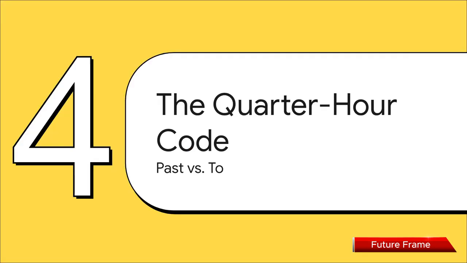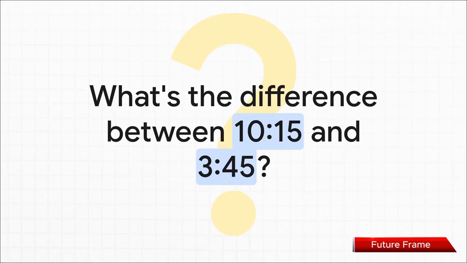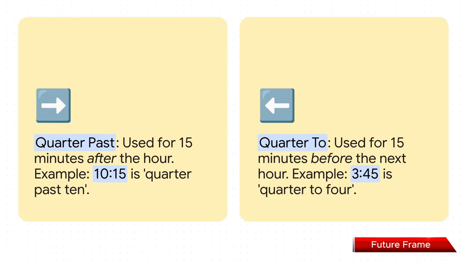All right, so we've got the whole past idea down pat. Now let's tackle something that can sometimes feel a little bit tricky, the quarters. So have you ever really thought about this? I mean, both 10:15 and 3:45 are 15 minutes away from an hour marker, right? But we talk about them in completely different ways. Why is that? Well, it all comes down to direction.